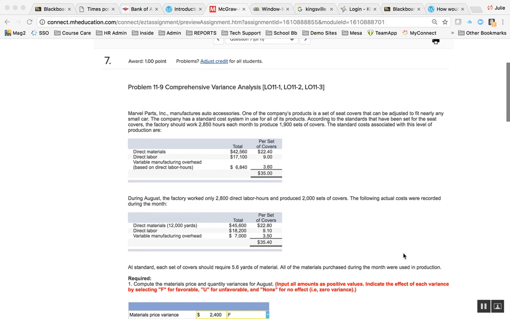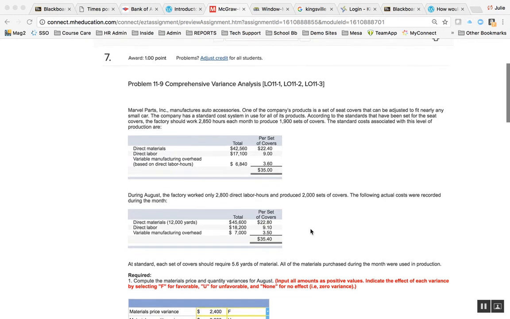Hi, in the second part of the series, I'm going to go over problem 11-9, which gives you all of the different kinds of variances that we're going to be talking about for this chapter. This particular company manufactures car seat covers, and there are standards that have been given to you as well as actual. These are the standards over here. There's a couple more standards over here. They follow up with what actually happened. And again, we're just measuring what should have happened against what actually did happen.